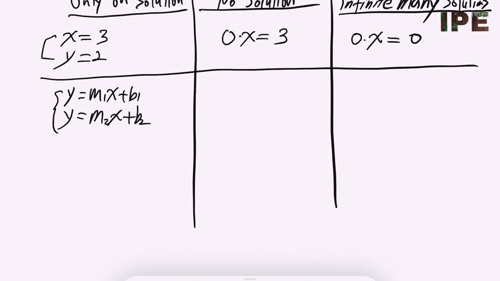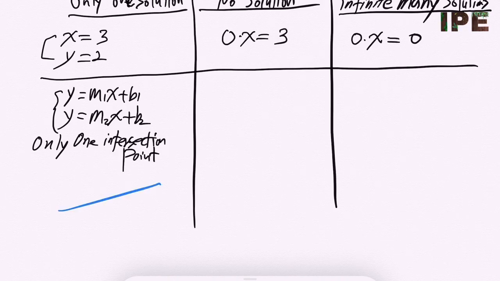Okay, solution means what in the graph? Solution was intersection points of two graphs. So if the system of equations has only one solution, that means that two graphs have only one intersection point, right? Something like this, right?